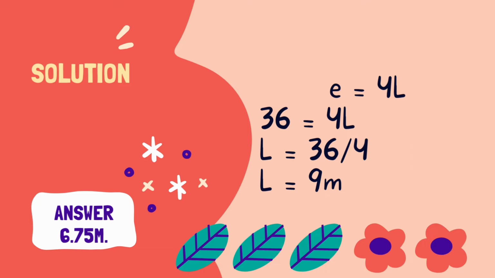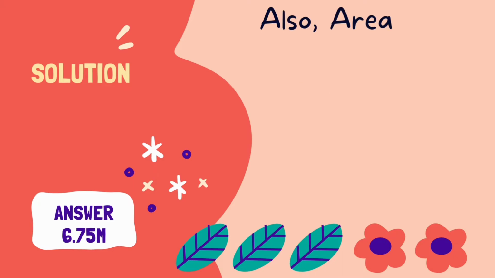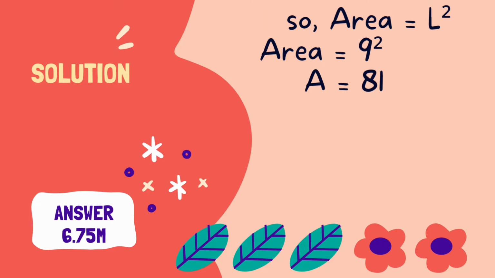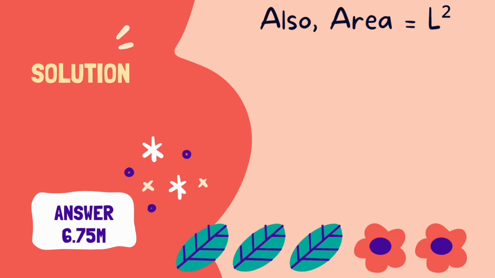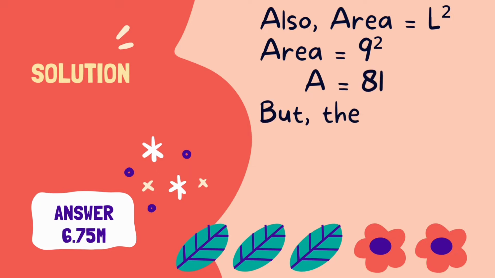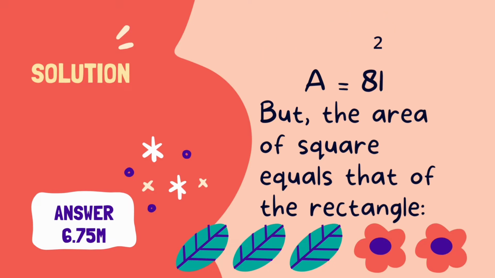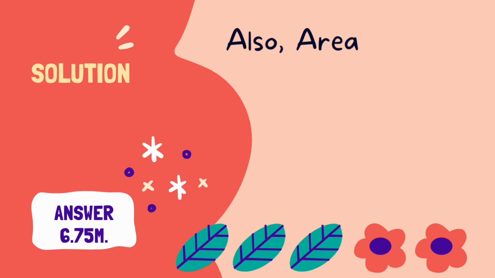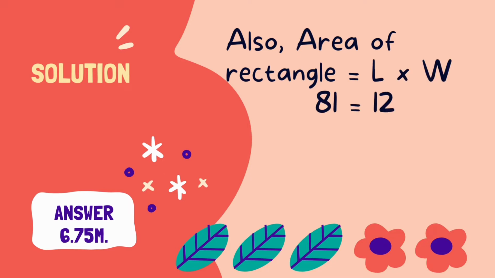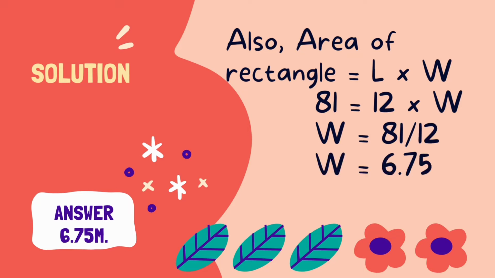So having gotten the length of the square, you then substitute it into the formula for the area of a square. We know that the area of a square is L squared, so the square of 9 will be 81. As we were told in the question, the area of the square is equal to that of the rectangle. The area of a rectangle is the length times the width. So you have 81 being equal to 12 times W. When you divide 81 by 12, you have 6.75. So the width of the rectangle is 6.75.